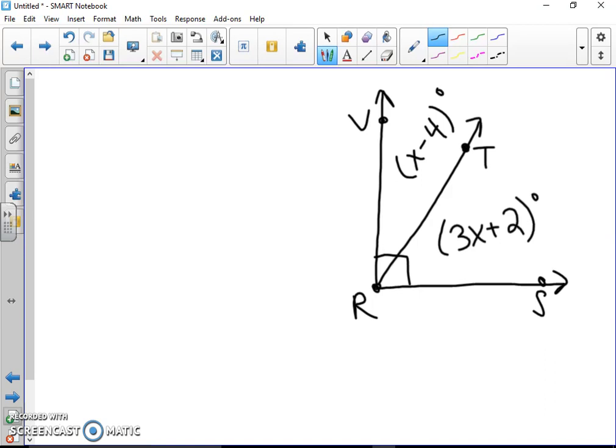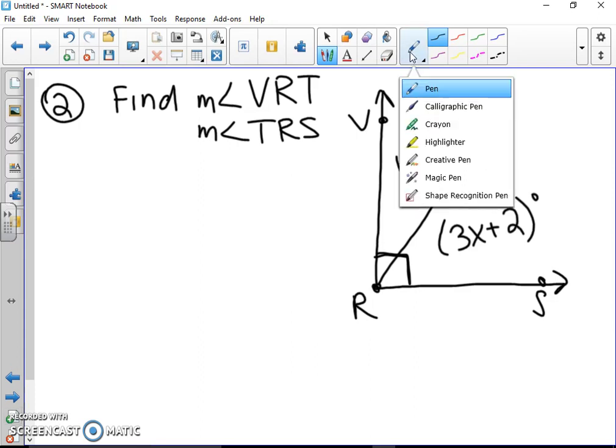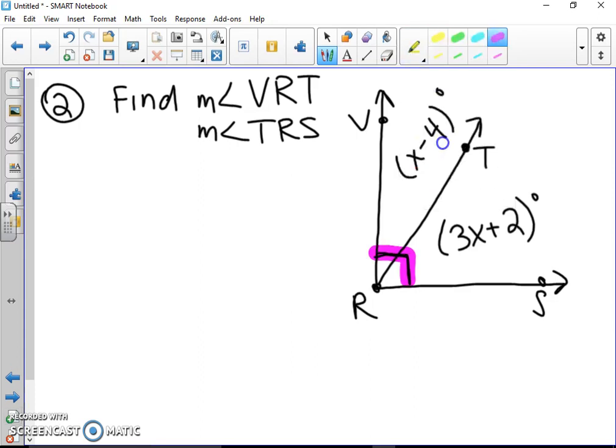And we need to find the measure of angle VRT and the measure of angle TRS. So, looking at this picture, we know that this angle is a right angle. We know it's 90 degrees. And the reason that we know that is because we have this nice little box right here. If the box was not given and it just looked like it was 90 degrees, we cannot assume that.